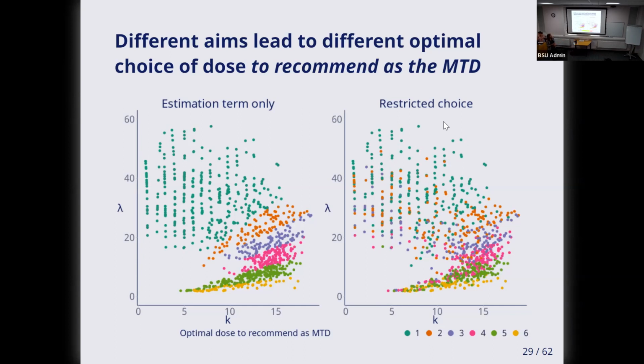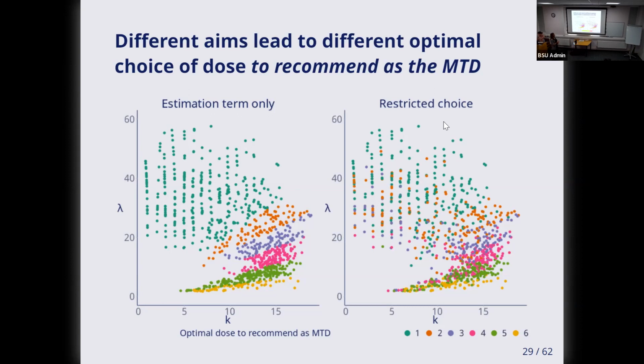So what you're looking at here, each point on these plots represents a data set, and it's plotted in terms of the parameters that define the gamma distribution that approximates the posterior given those data. And then the color is showing the optimal choice of dose given those data. So here we're looking at a sample of data sets from the final stage of the trial. So the choice is the optimal choice of dose to recommend as the maximum tolerated dose.